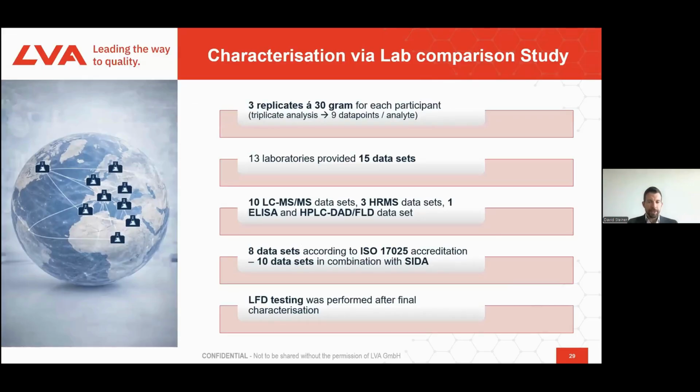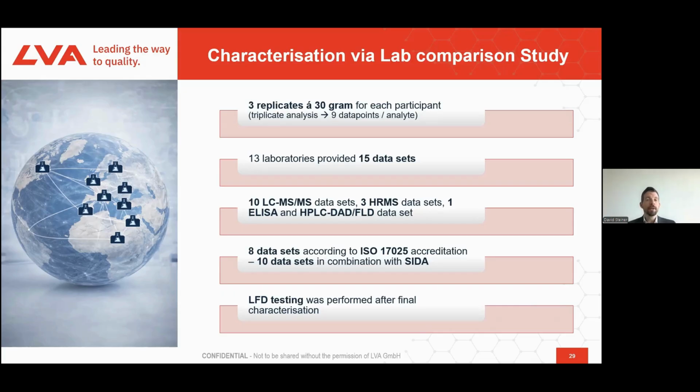One of the most critical steps in the development of matrix-based reference materials is the characterization through an interlaboratory comparison study. In our case, we conducted such an interlab study involving 13 laboratories worldwide. Each laboratory received 3 replicates of 30 gram and was asked to analyze each replicate in triplicate, resulting in a total of 9 data points per analyte and laboratory. 2 laboratories, in this case, provided 2 independent data sets.